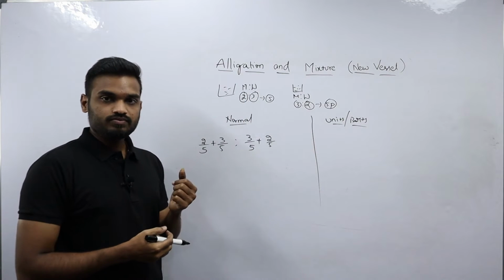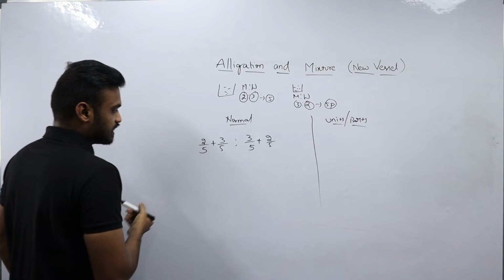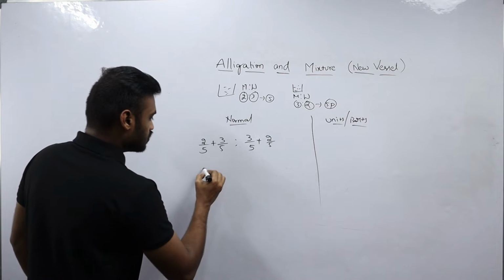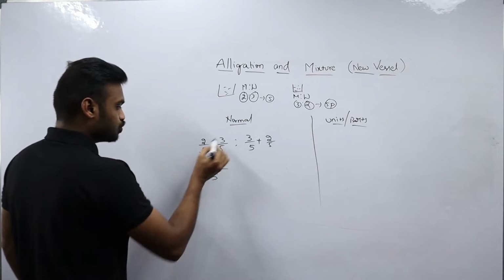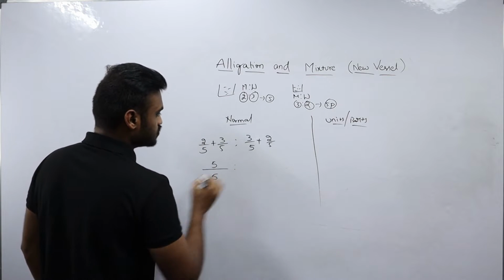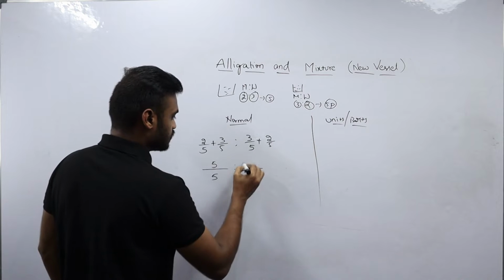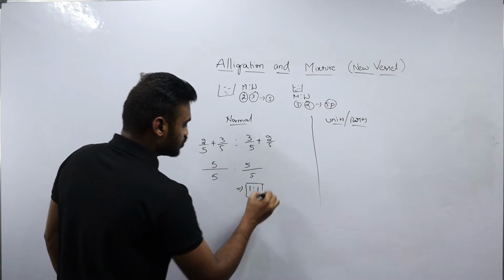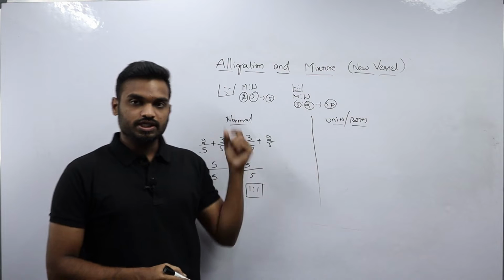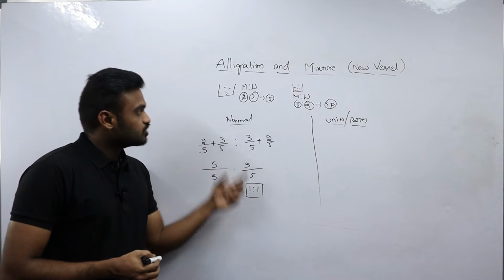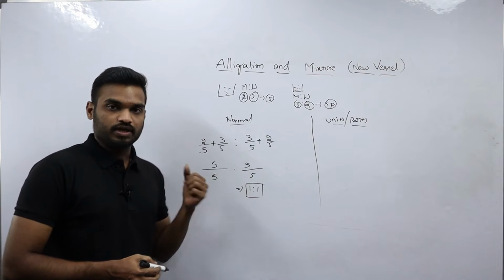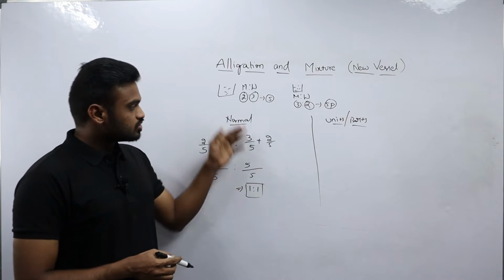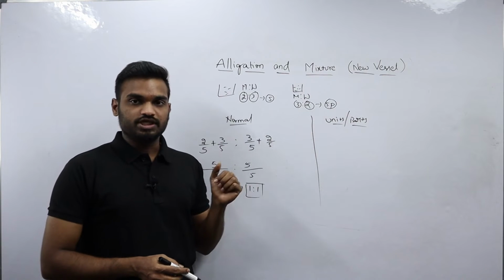Now we have written all the milk quantities on the left hand side and all the water quantities on the right hand side. If I cancel this, the LCM will be 5: 2 plus 3 is 5 by 5, and 3 plus 2 is 5. So I will get a 1:1 ratio. So if I mix these two quantities into a new vessel, I will get the ratio of milk to water as 1:1. Now let's see how to solve the same problem using the units or parts method.